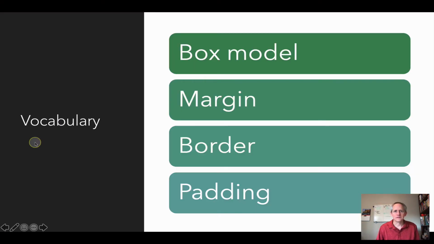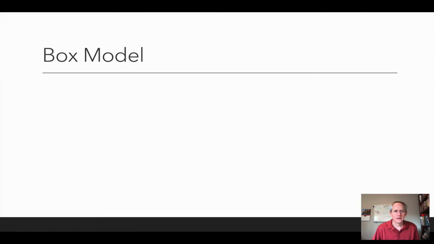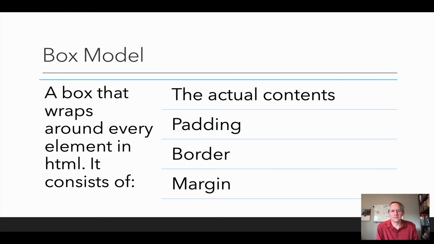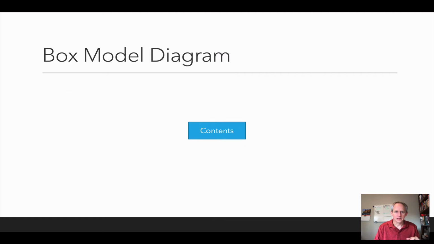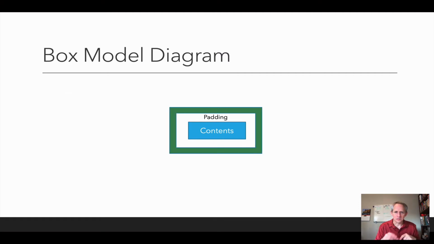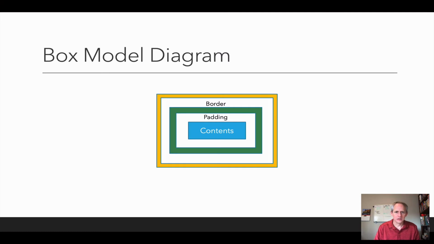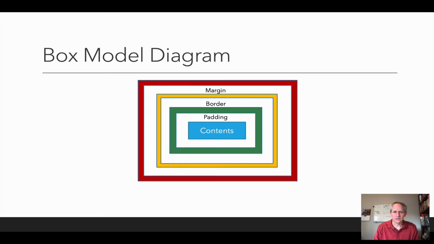All right, so our vocabulary for today: the box model, margin, border, and padding. Pretty simple. All right, getting into the box model. The idea is that every element in HTML has a box that wraps around it, and it is the actual contents that you're expecting to see. The padding is next, and then the border, and then the margin. So here's what that looks like. You've got the contents, you've got some padding around that, which is some space, and then you've got the border followed by the margin.